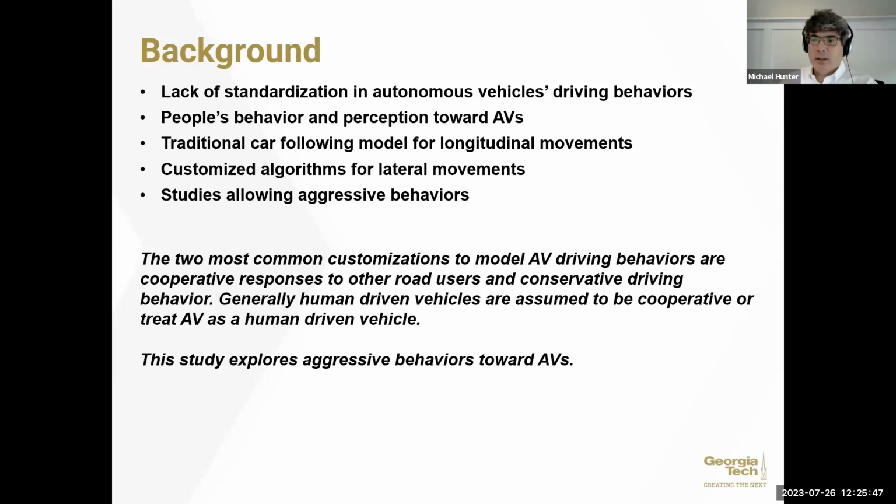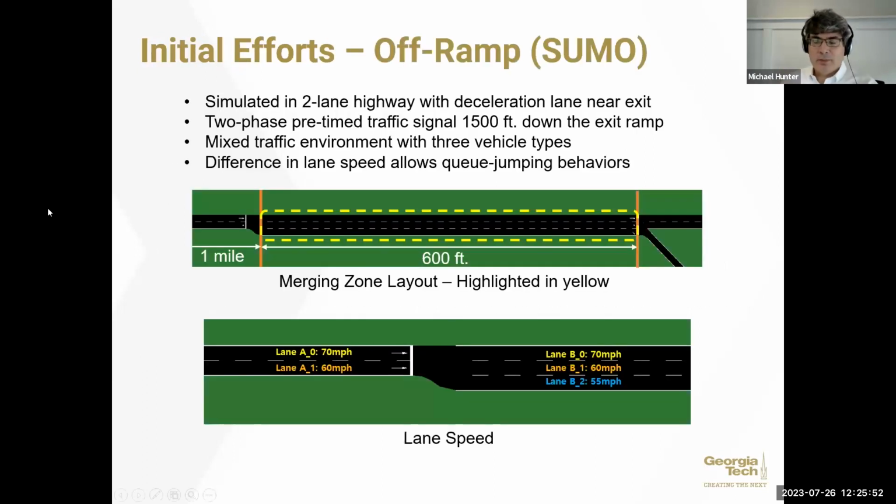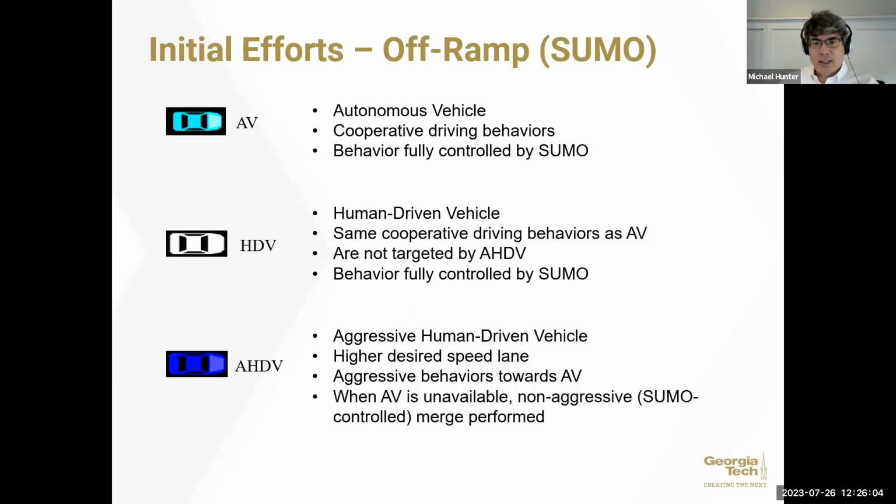This builds off of some initial efforts we had done using SUMO, where we were looking at an off-ramp and just trying to see what would happen if I had these aggressive vehicles in the fleet. In that case, and in the VISSIM version as well, which I'll talk about in a second, we break it up into three different vehicle types. One is the autonomous vehicle, which is assumed to be cooperative, then a human-driven vehicle, which is also generally assumed to be cooperative, and then an aggressive human-driven vehicle. So we break the human vehicles into two categories.